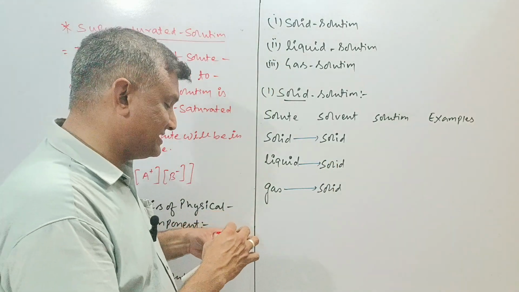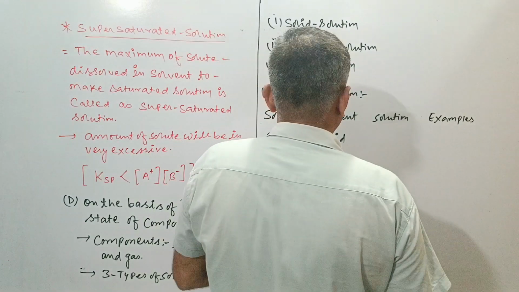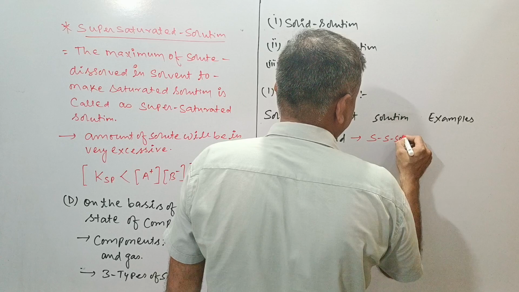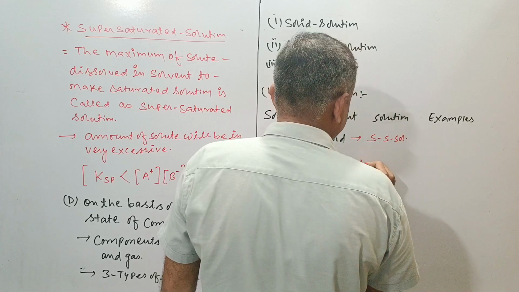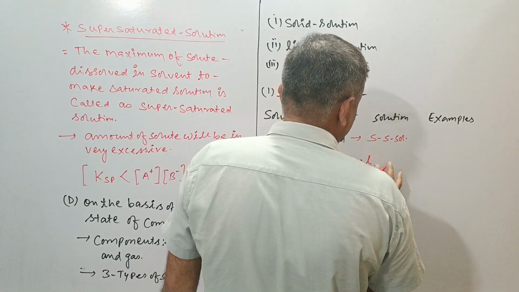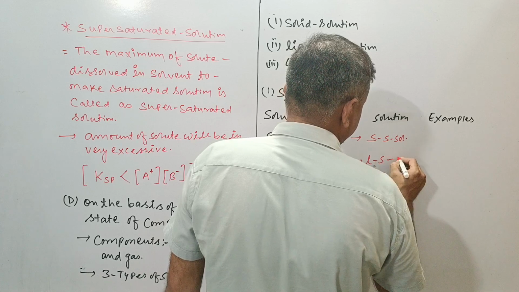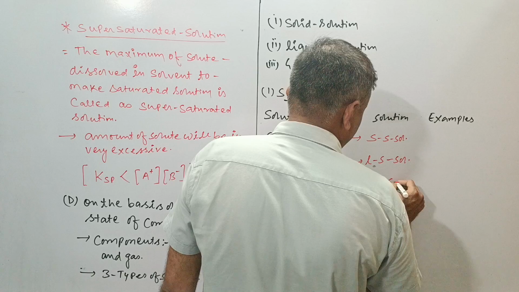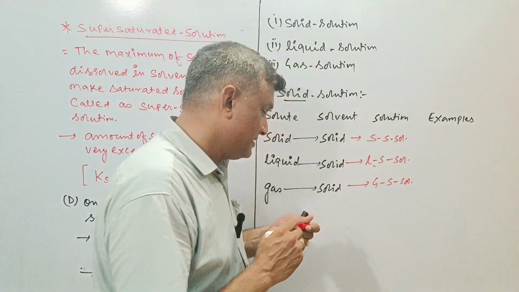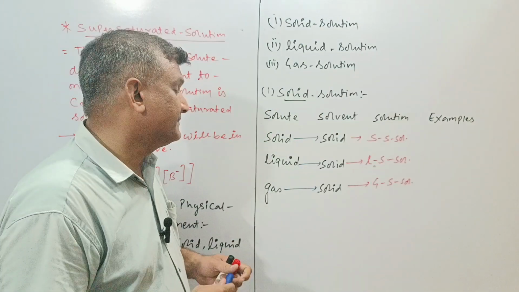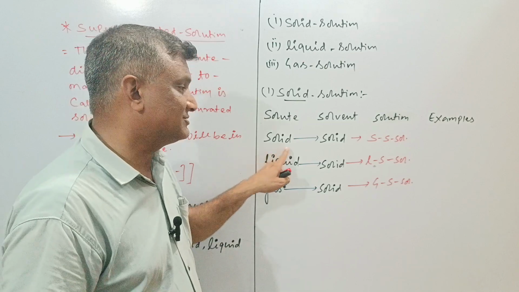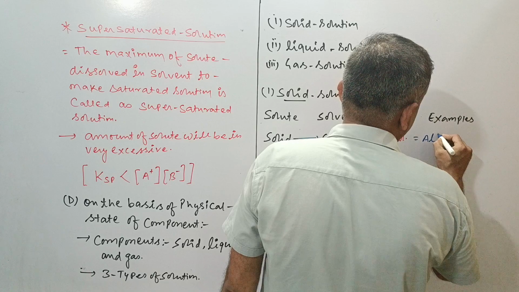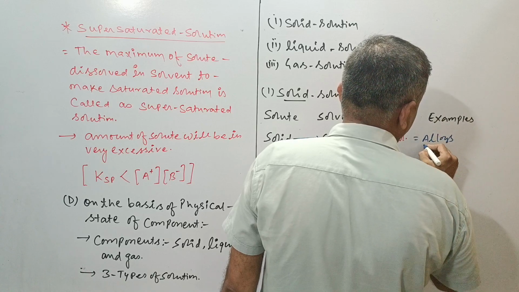If we go with the types, then we can say this is called solid solution, this is called liquid solid solution, this is called gas solid solution. If we go with the example, then for solid in solid, all kinds of the alloys.